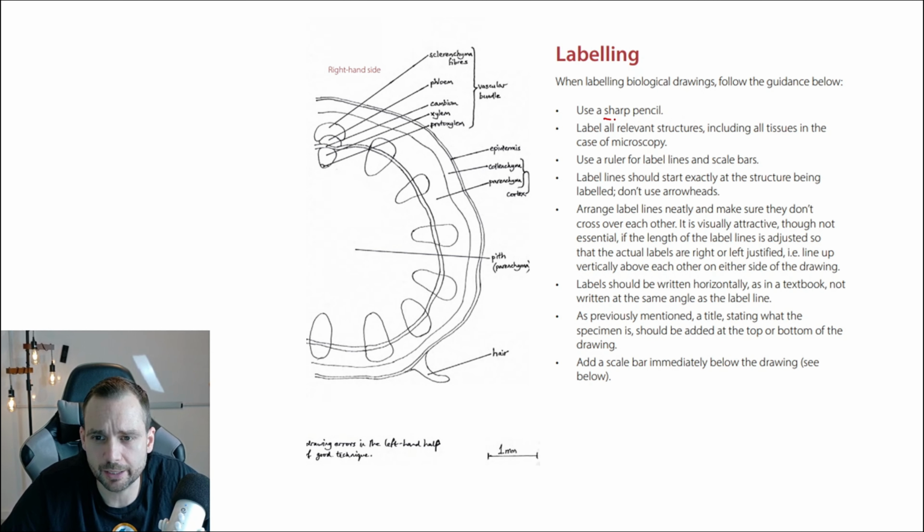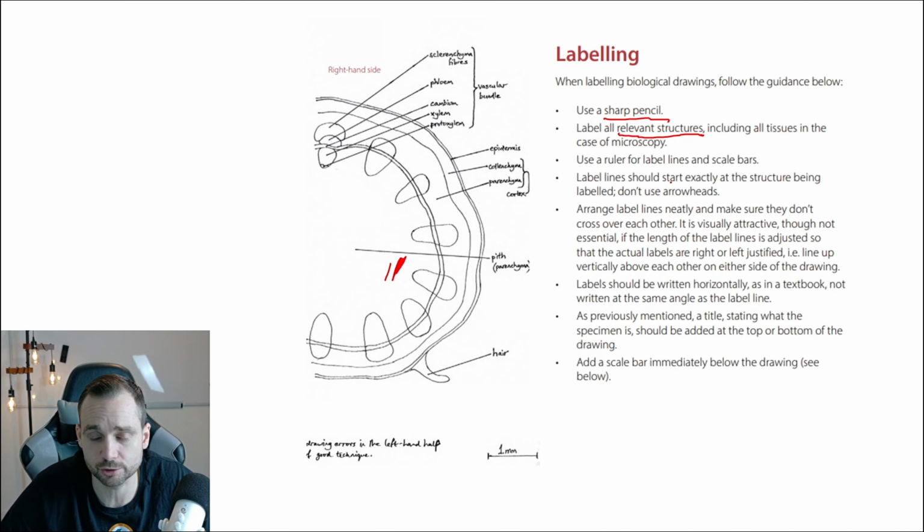Use a sharp pencil. Now it should be sharp, there should be no thick lines. Often in the commentary from the exam board, they're discussing how they're not happy with thicker regions and thinner regions of the line. You might not necessarily be marked down for it, but that's what you should be aiming for all the time. You should be labeling all the relevant structures. Now, most of the time, those relevant structures are just going to be a couple of simple labels.